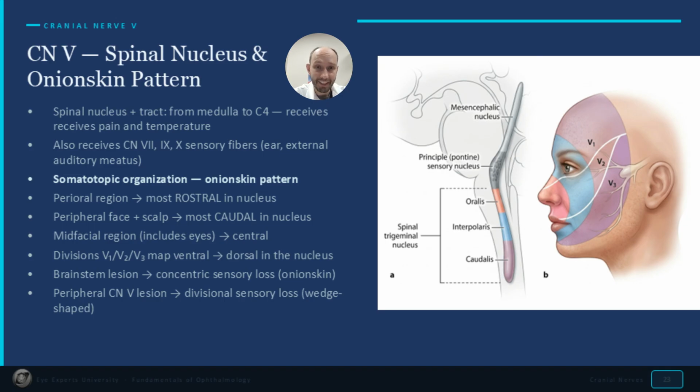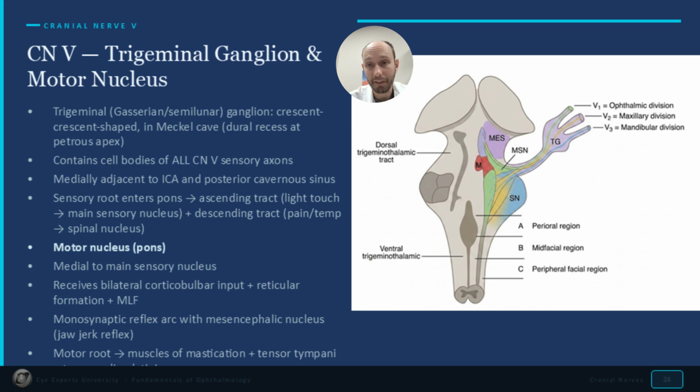Now, if you look closely, this is different from dermatomes. The dermatomes are V1, V2, and V3. This specifically refers to which part of the nucleus processes which part. Because of this, if you have a brainstem lesion, you can actually get onion skin facial numbness instead of the typical V1, V2, V3 distribution. The trigeminal nucleus is very big.